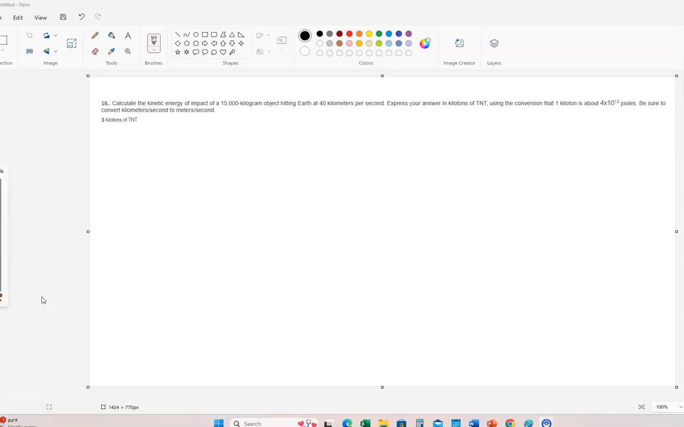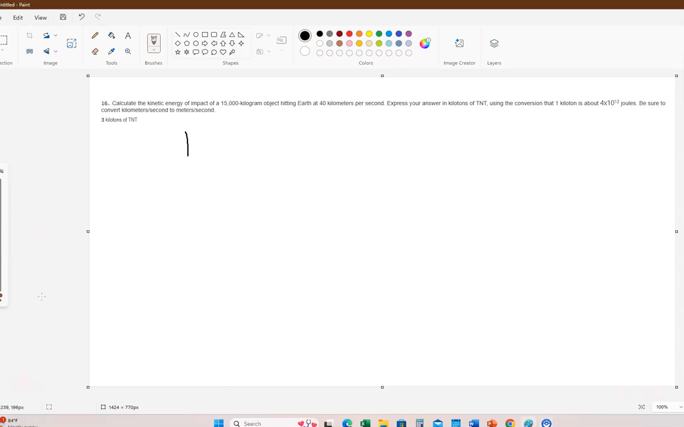So here's the equation. This thing called kinetic energy, the energy of motion, we generally use KE for kinetic energy in physics, is 1/2 the mass times the velocity squared. That's the equation for kinetic energy. The mass has to be in kilograms, but the velocity has to be in meters per second, not kilometers per second.